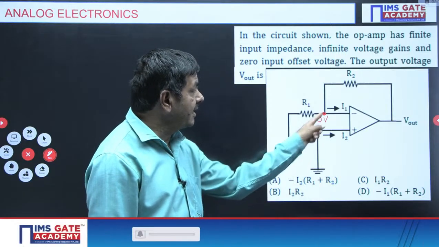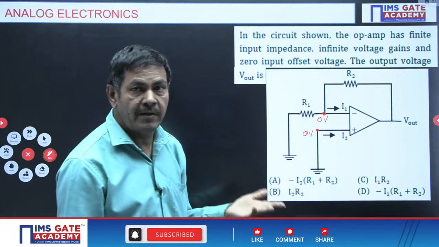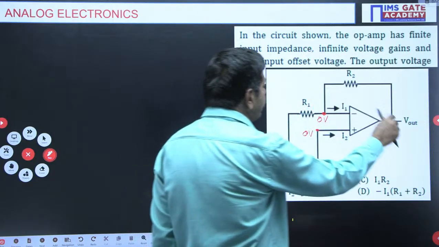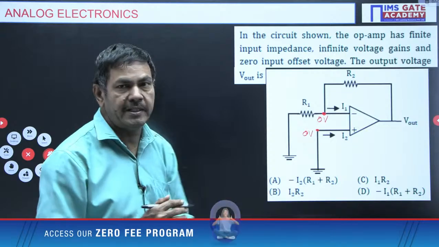But why is this current passing this side? Because of the finite input impedance. If infinite input impedance is given, no current will flow. Now, by using this condition, we need to find Vout. How to find it? Just by applying nodal analysis, we can get the Vout.